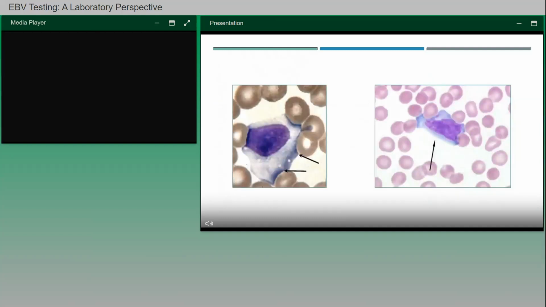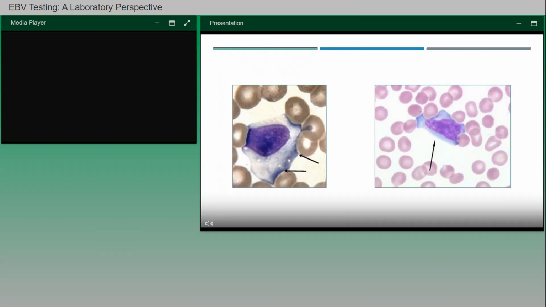And this is what we all see in the lab, right? We see reactive lymphs, this ballerina skirt appearance where you get scalloped margins and indentations along the RBCs. You also see vacuoles in the cytoplasm. And it's important to remember that not all reactive lymphs are caused by EBV. They're not all caused by mono. There are other viruses that can cause reactive lymphs, right?